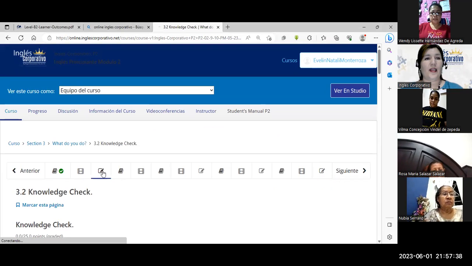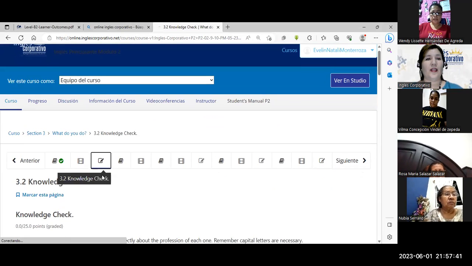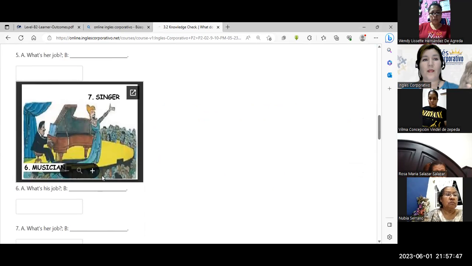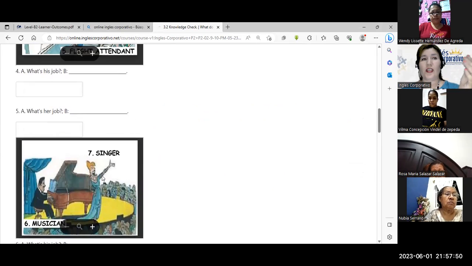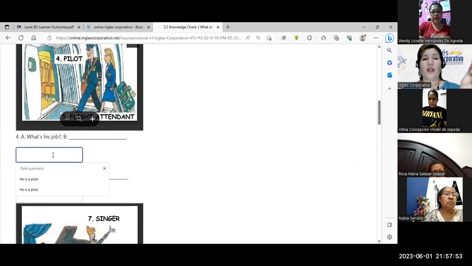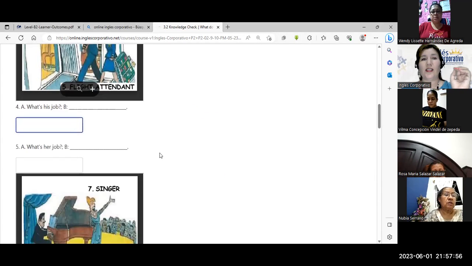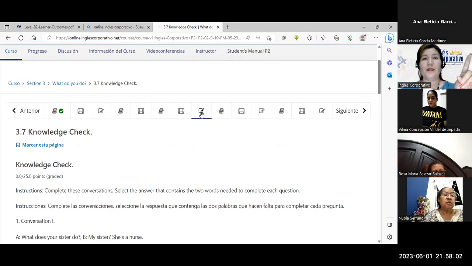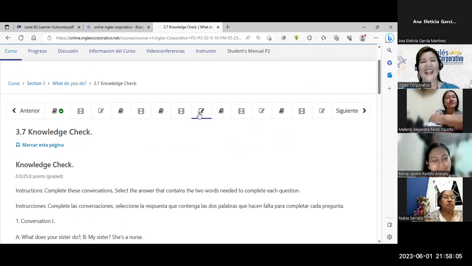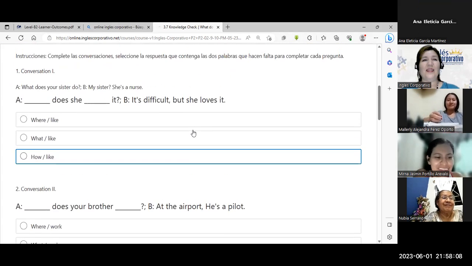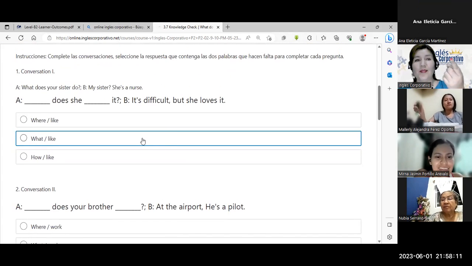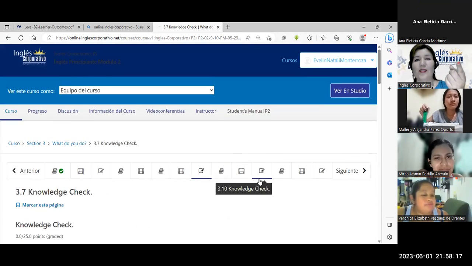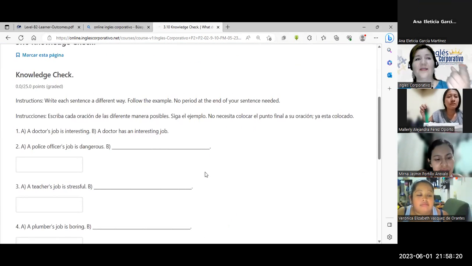Okay, take a break. This one, no problem with this one? With the musician, the singer. When you say, what is her job? He is a pilot, she is a flight attendant. No problem there? Con este no tuvimos problema. Very easy. But what about this one? The questions? No problem with the questions. The problem was here, huh?